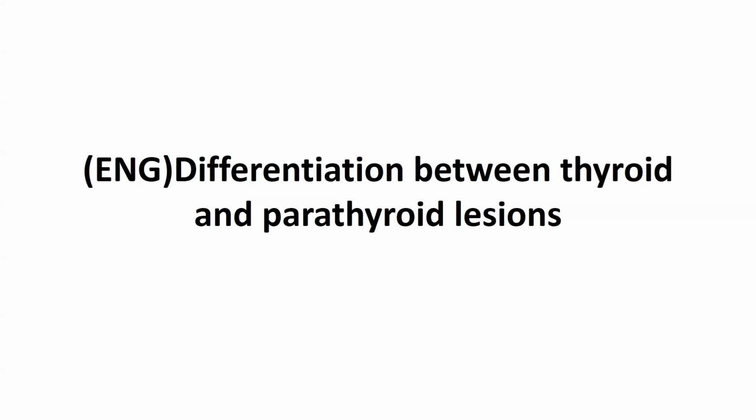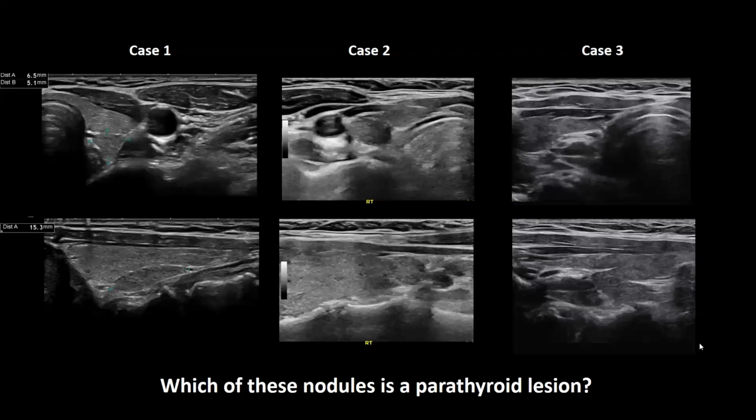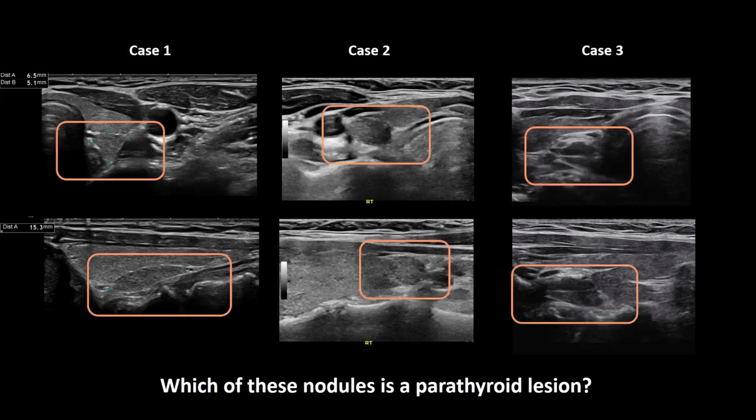Hello. Today, I'd like to discuss situations in which it is difficult to distinguish thyroid lesions from parathyroid lesions on ultrasound. Among these three cases, which represent thyroid lesions and which represent parathyroid lesions? The location of the lesion is here.